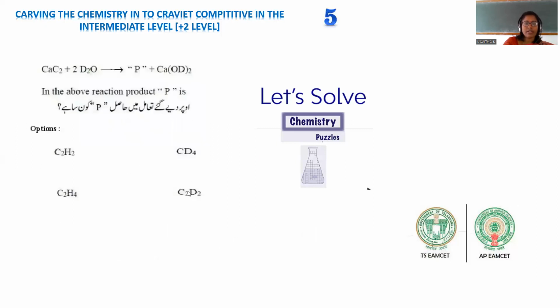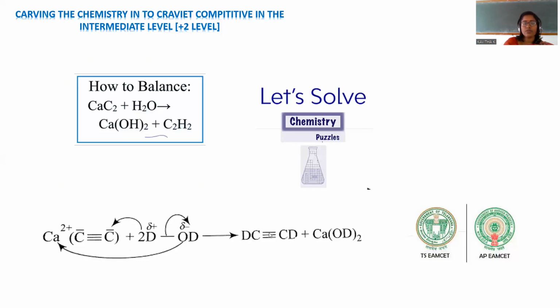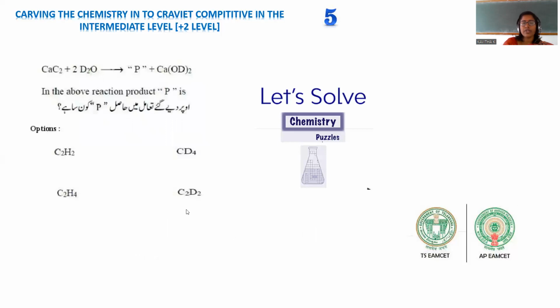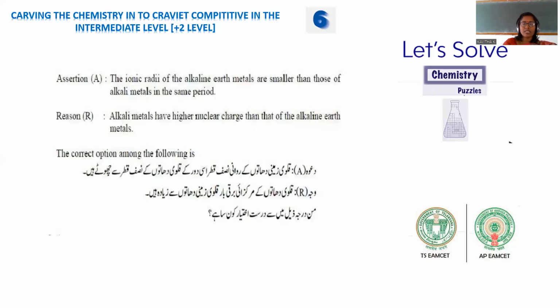That is provided in option number 4, C2D2. This is called C2D2, deuterated acetylene. This will be the product in this reaction. For question number 5, option number 4 is the correct answer. Let's move on to question number 6. This will be the last question, so that we can conclude the session after its completion.